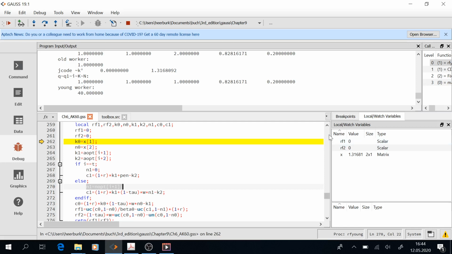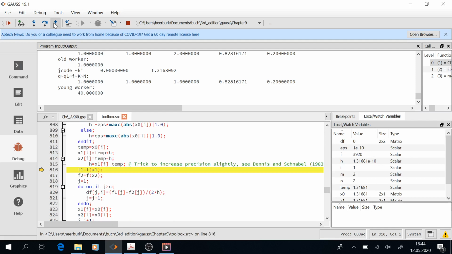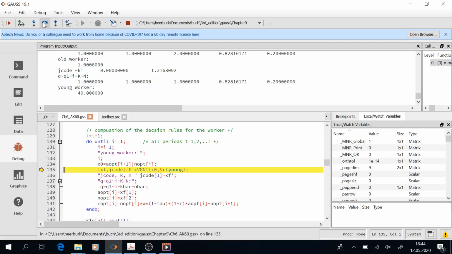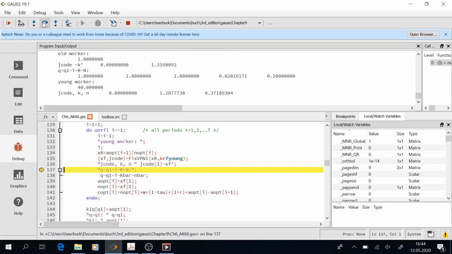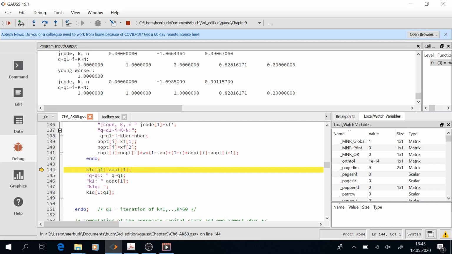And this will compute our optimal labor supply. So in our case here, the optimal labor supply at age 40 as a young worker is 0.37189. The optimal capital stock is 1.207. And we continue like this and iterate until we have found the capital stock at the beginning of H1, A1. So let's jump to this case here into line 144.